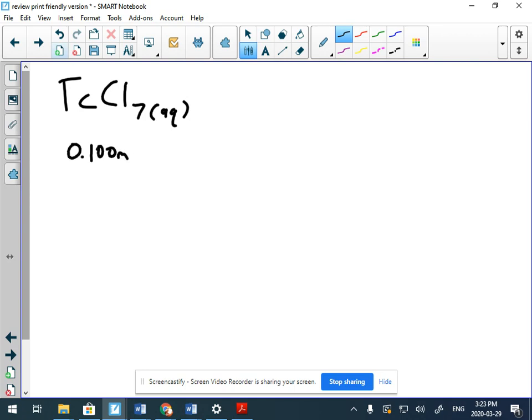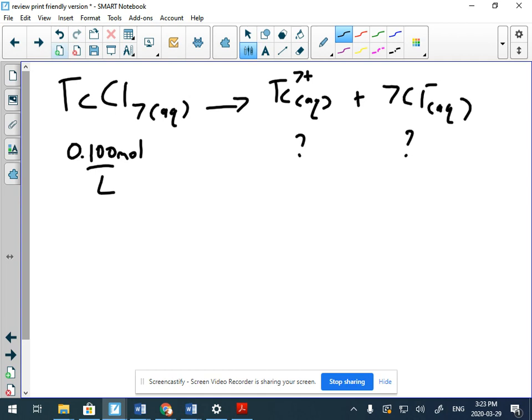Let's say this was 0.1 moles per liter. What are the ion concentrations? So we have to break this up. Technetium breaks up into a 7 plus ion. How many chlorides are there? 7 chlorides. Perfect. These two are in the exact same ratio, 1 to 1. So the concentration of the technetium ion and the technetium chloride is exactly the same, 0.1 moles per liter.